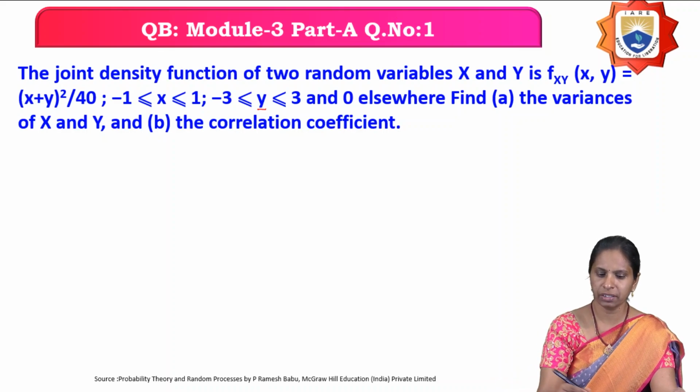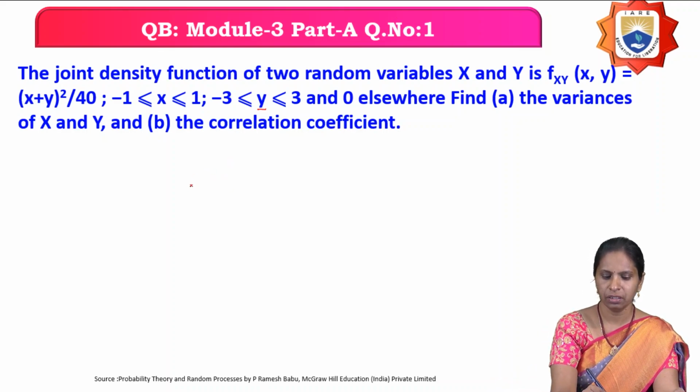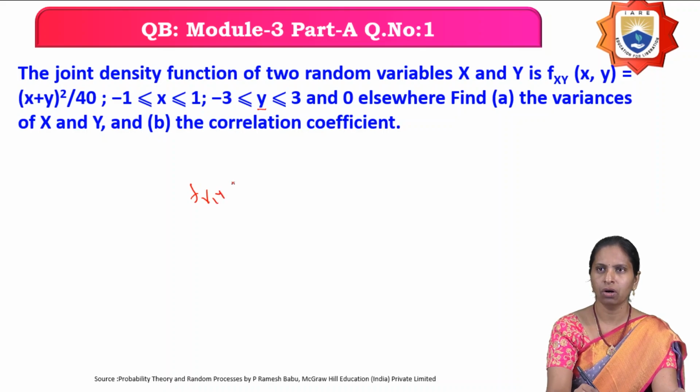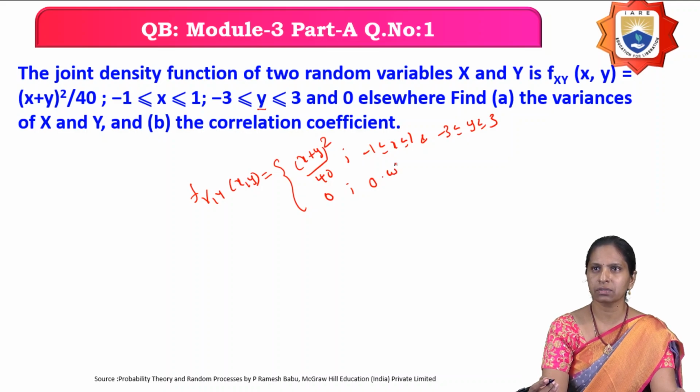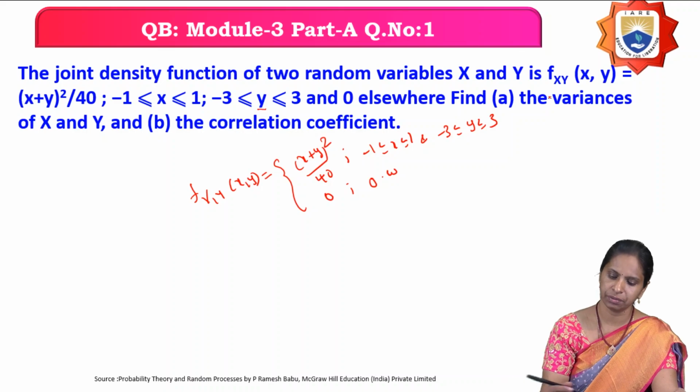So now, what have they given? They have given the density function of two random variables x and y, which is given by (x plus y) whole square by 40 when x is from minus 1 to 1 and y is from minus 3 to 3, and it is 0 for other values of x and y. Next, what you have to calculate? You have to calculate the variances of x and y.